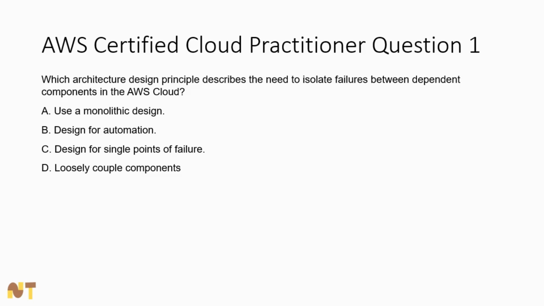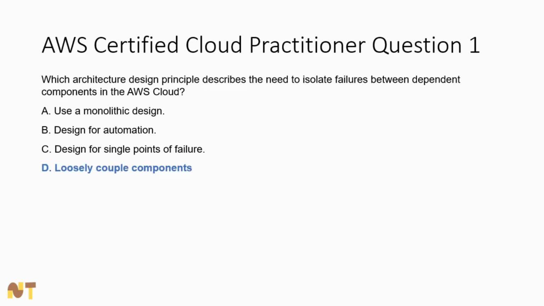Loosely coupled components. This question focuses on identifying the design principle because of which there should be minimum impact on failures. Now, loose coupling in design is the design principle that emphasizes reducing dependencies between components in a system. In the context of AWS Cloud, it means designing systems where components can function independently with minimum reliance on other components. So, the correct answer is D.